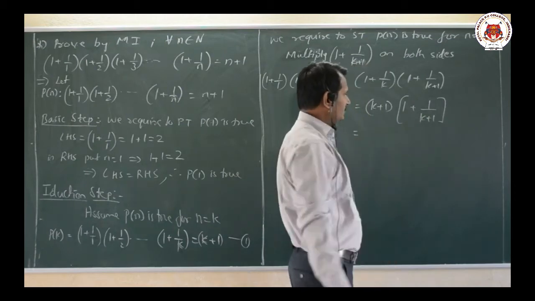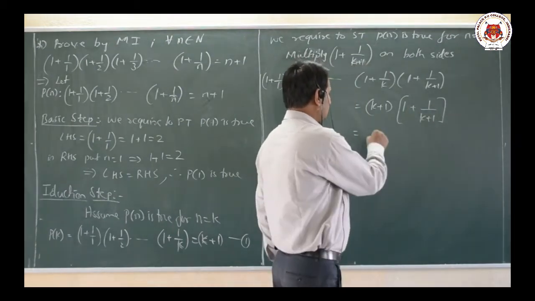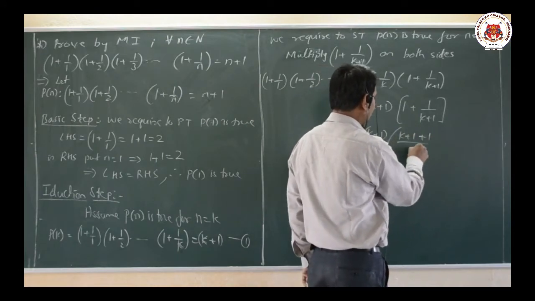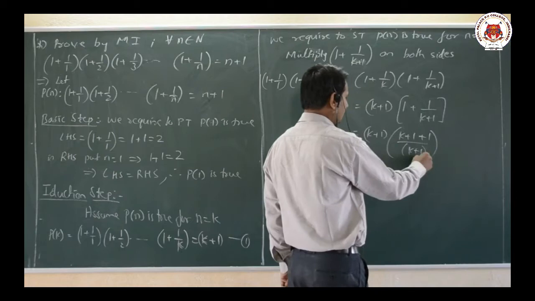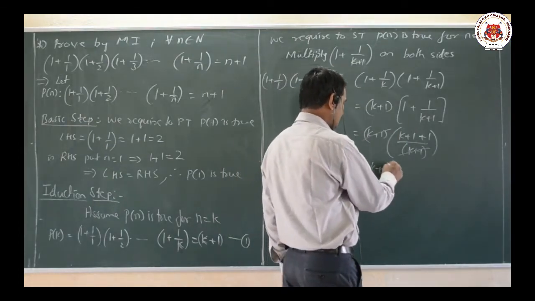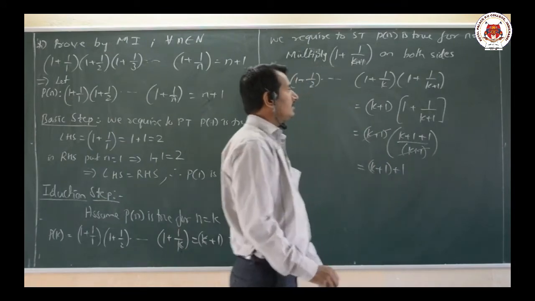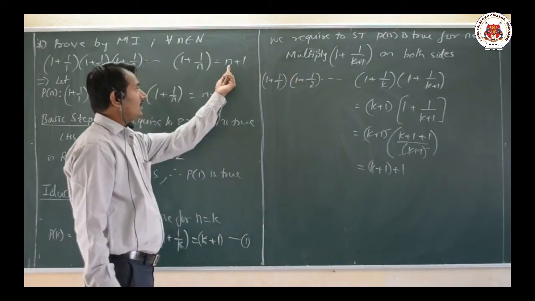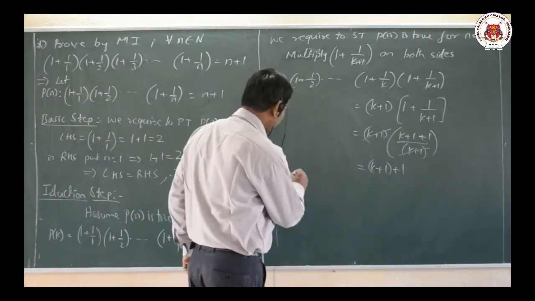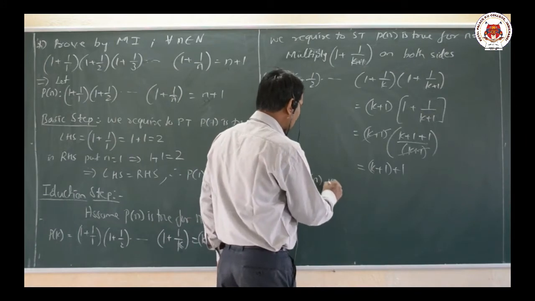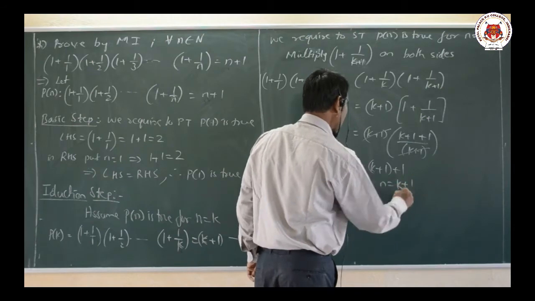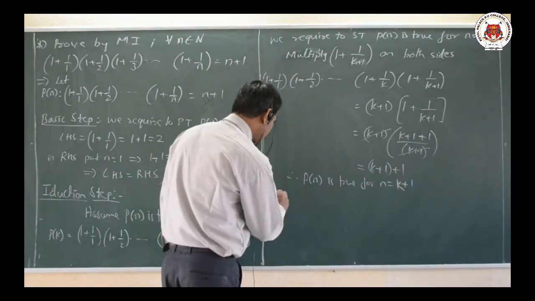Now here, dear students, I can take the LCM part. That is nothing but k plus 1 into k plus 1 plus 1 divided by k plus 1. And here we can observe that k plus 1 gets eliminated. The remaining part is k plus 1 plus 1. That is nothing but our required result. In the place of n, what we got here is k plus 1. Therefore p of n is true for n is equal to k plus 1. It is true for n is equal to k plus 1. And hence what is the conclusion?